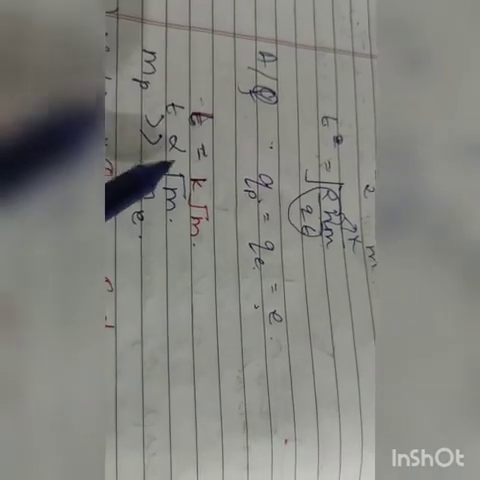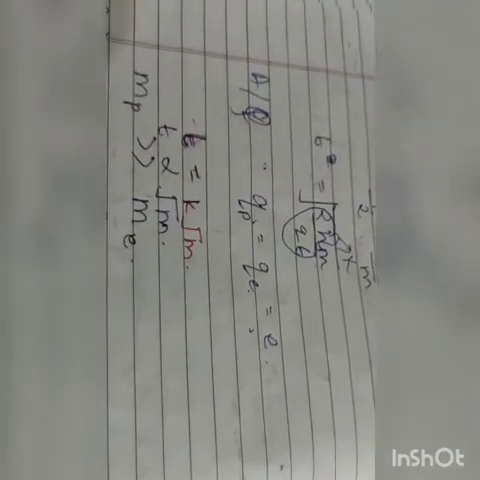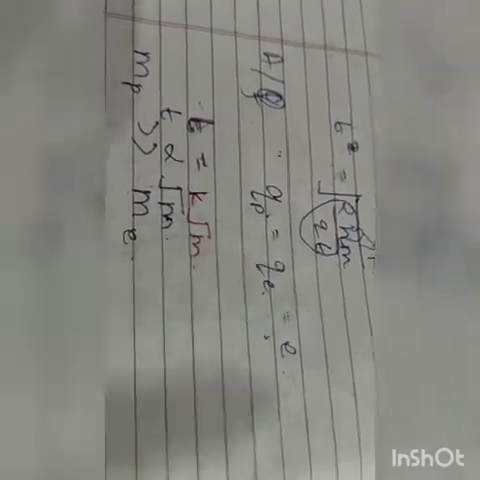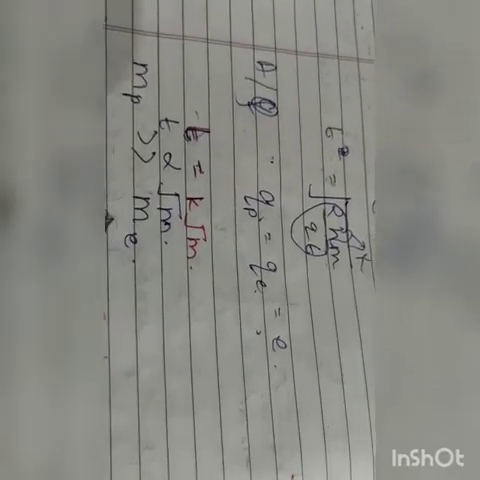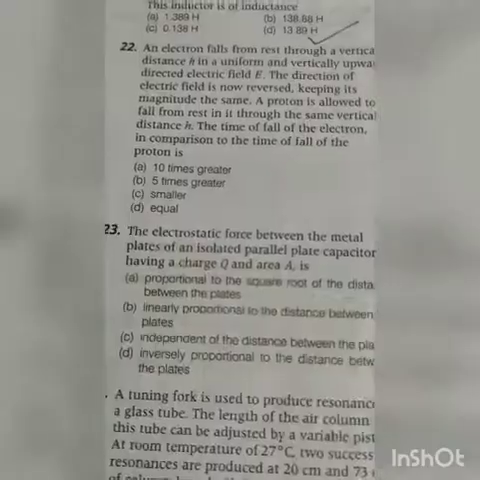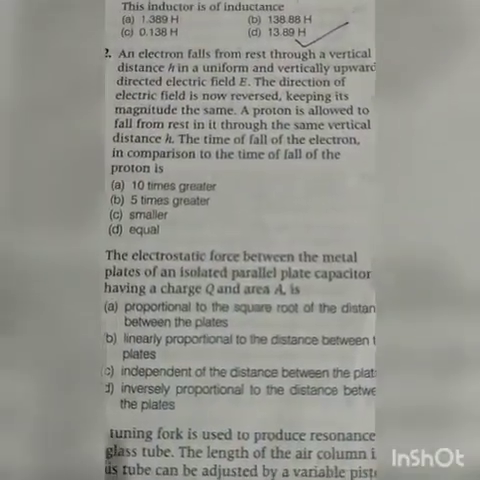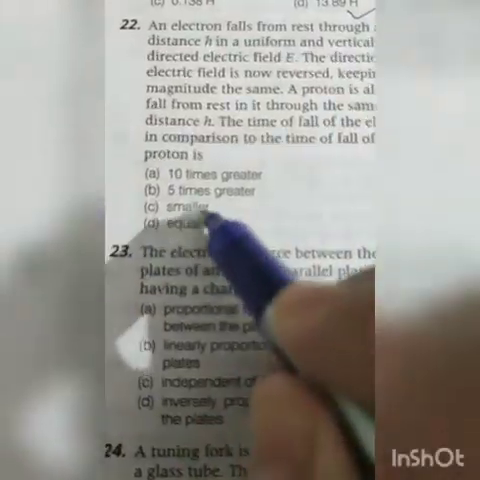So this T depends upon M, that is mass. Time depends upon mass. So whose mass is greater will take more time, and whose mass is less will take less time. Here we know that the mass of a proton is much greater than the mass of an electron. So here it is the time of fall of the electron. That electron will fall in less time as its mass is less than the proton. So it comes out to be smaller.